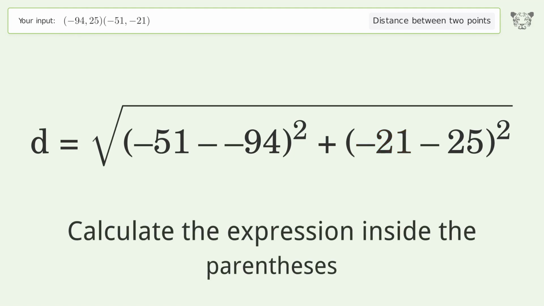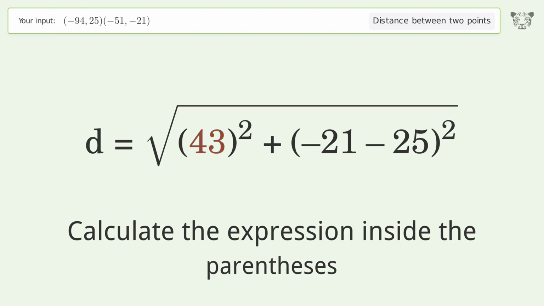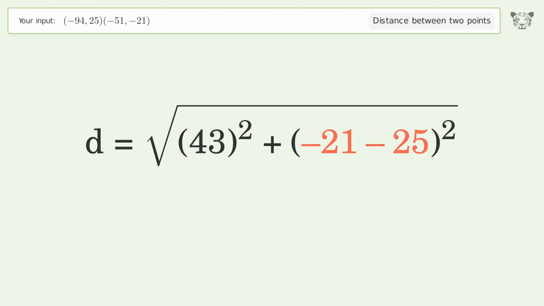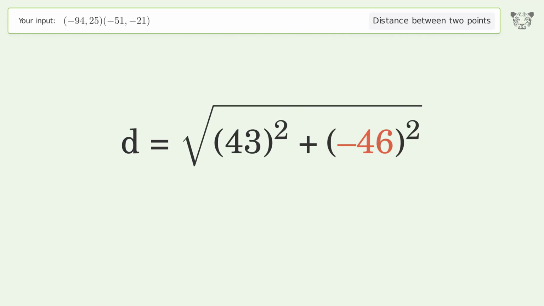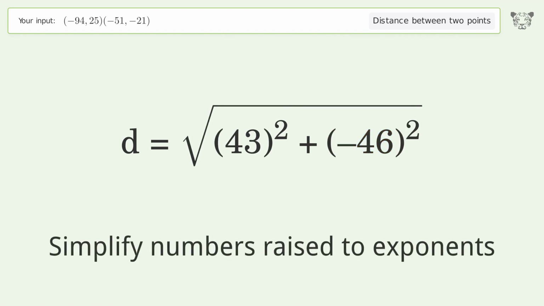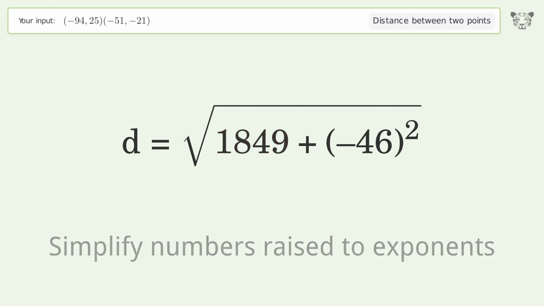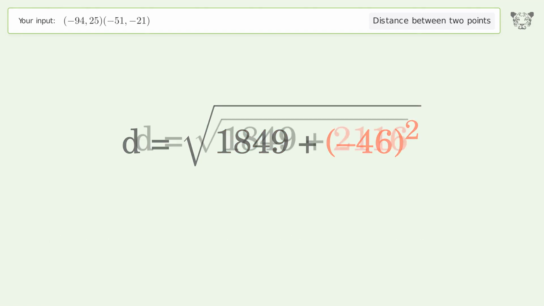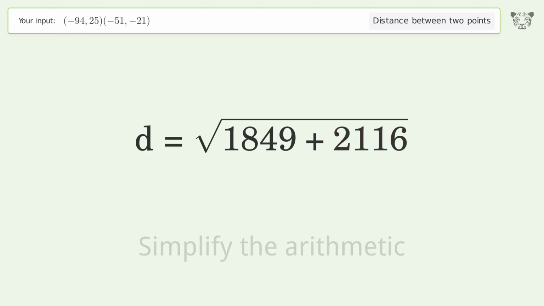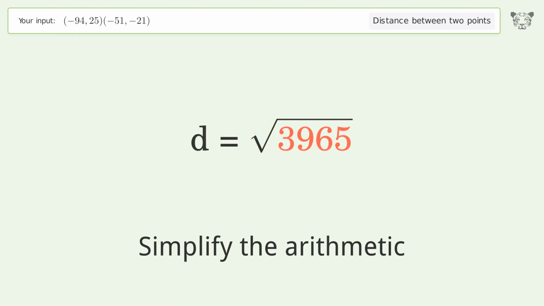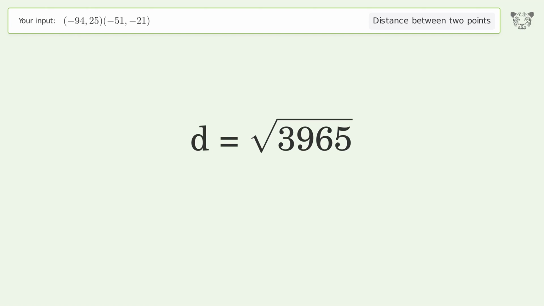Calculate the expression inside the parentheses. Simplify numbers raised to exponents. Simplify the arithmetic. And so the distance between the 2 points is the square root of 3,965, or 62.968.